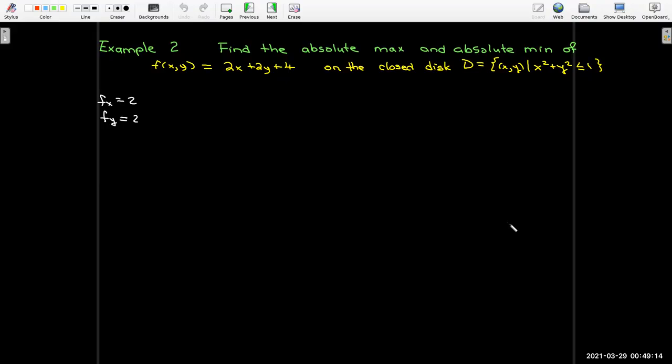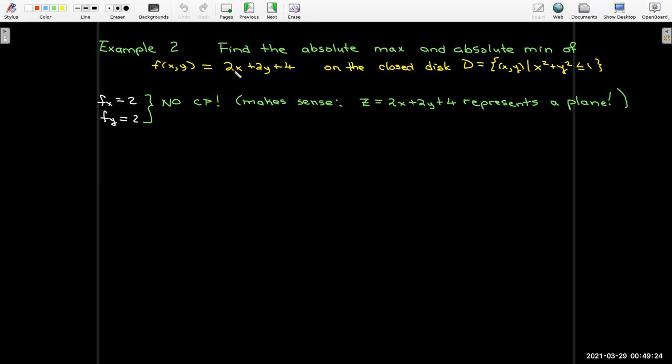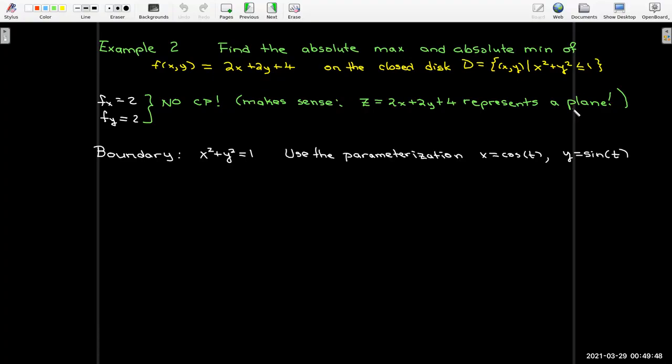So when I take my partial derivatives, they're constants, which will never be 0, so there's no critical point. And this makes sense because my function here, it's a surface which is a plane. Z equals 2x plus 2y plus 4 represents a plane. And a plane does not have any local maxima or minima. But what about the boundary? I don't have any boundary lines per se. I have a curve. But it's the unit circle.